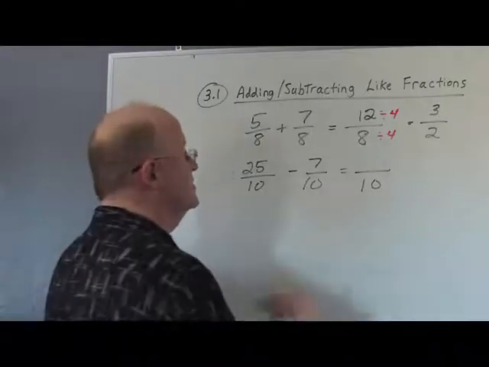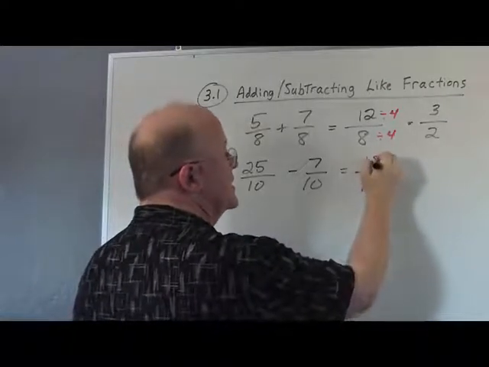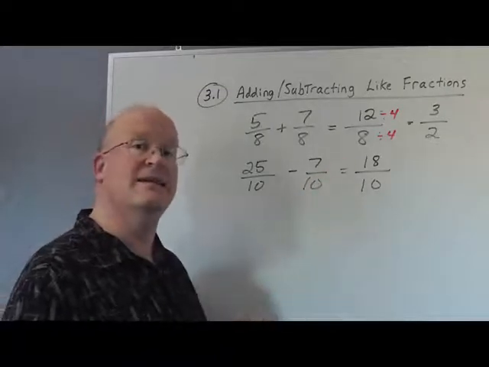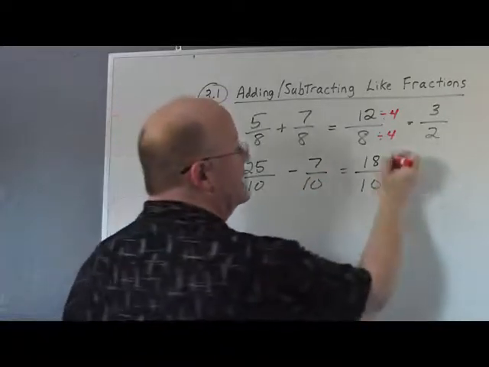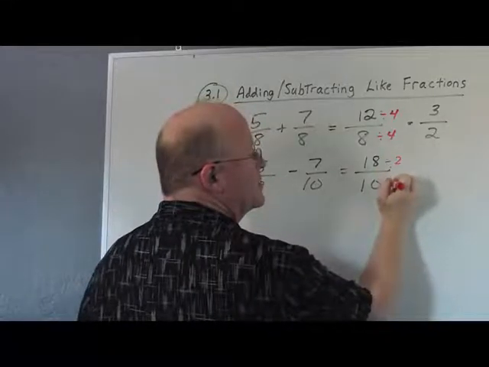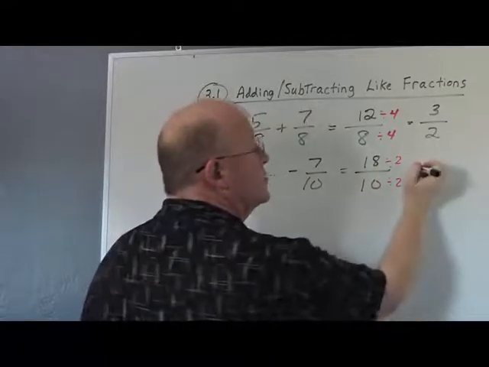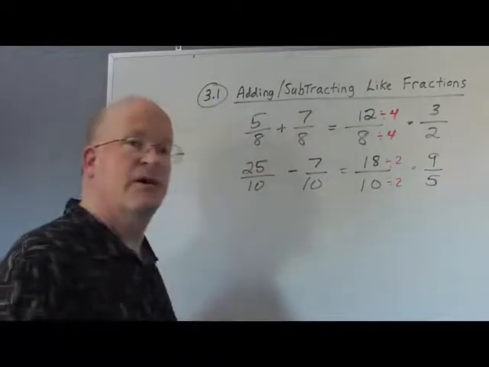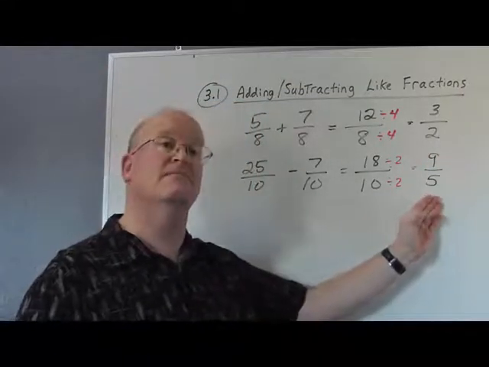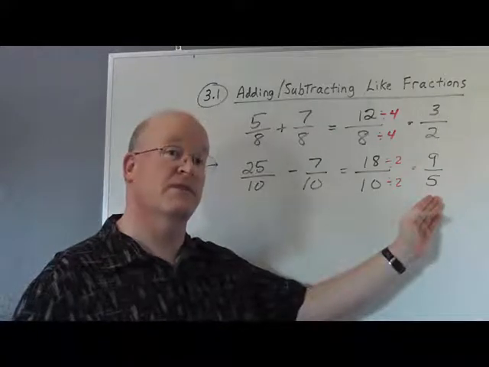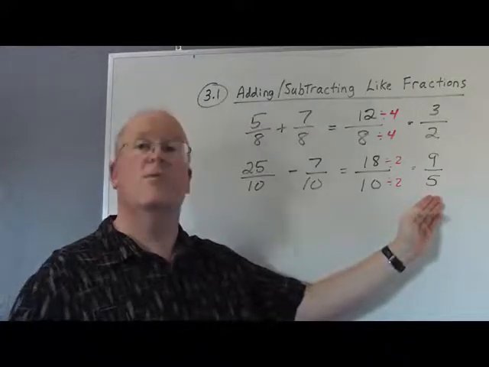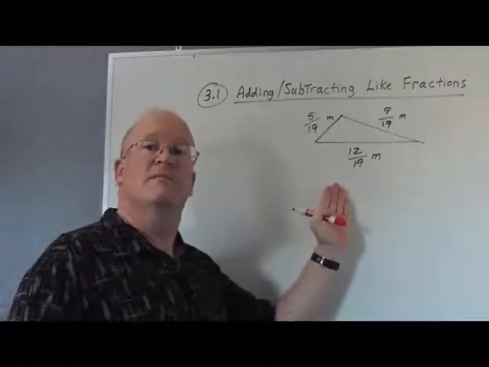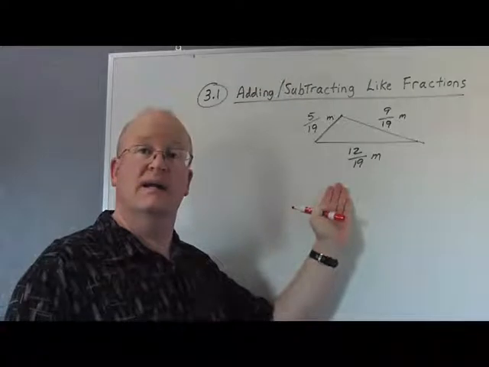25 minus 7 is equal to 18. And again, we can reduce this problem because 18 and 10 are both even. Both the numerator and the denominator can be divided by 2, and we will have 9/5 as our answer here. And again, we could convert that to the mixed number 1 4/5 by dividing, but we're going to leave this as an improper fraction.